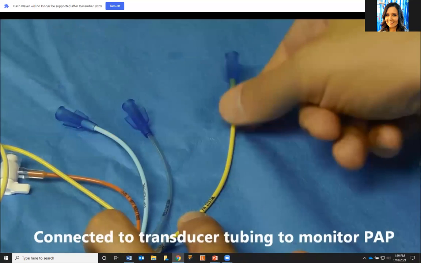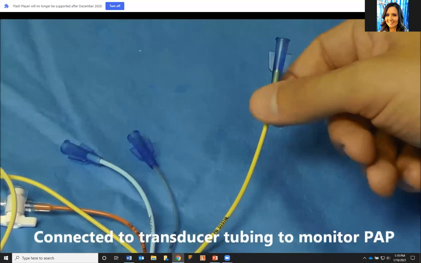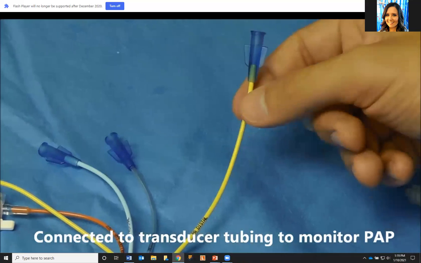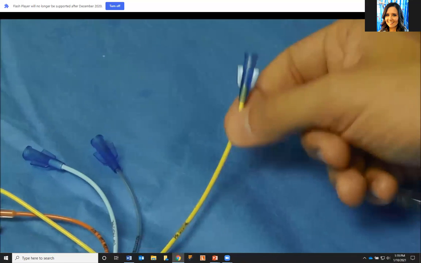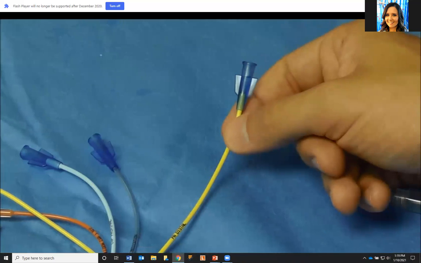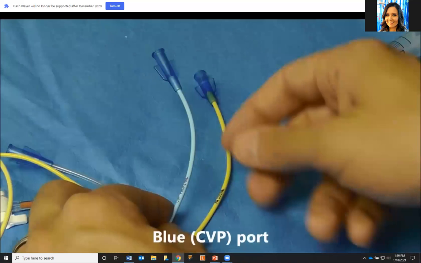The connection to this yellow port is where you're going to connect transducer tubing, and the purpose of that is you're going to use that to monitor pulmonary artery pressure and wedge pressure. Now let's go to this blue port here.